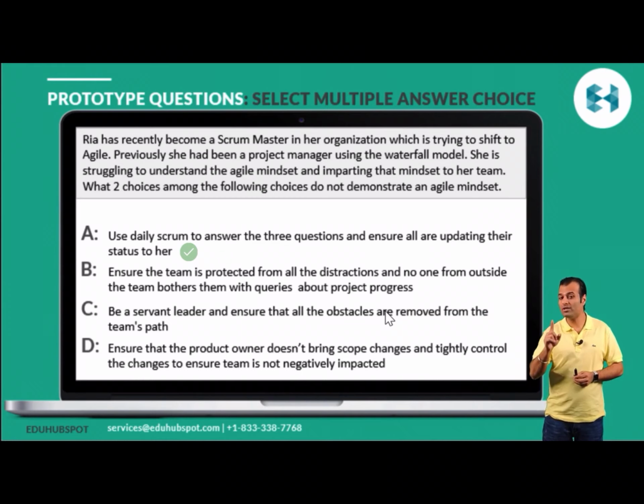But you don't give status to her. In this option, you are giving status to the Scrum Master. That's absolutely wrong. So A is your correct choice because it is not demonstrating an agile mindset.